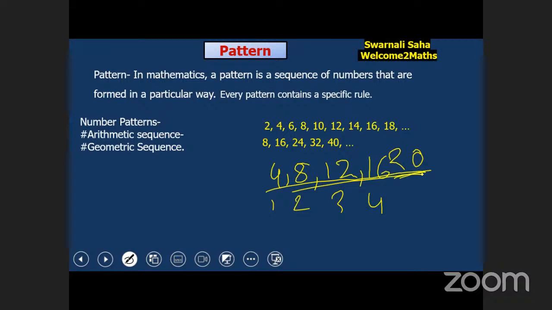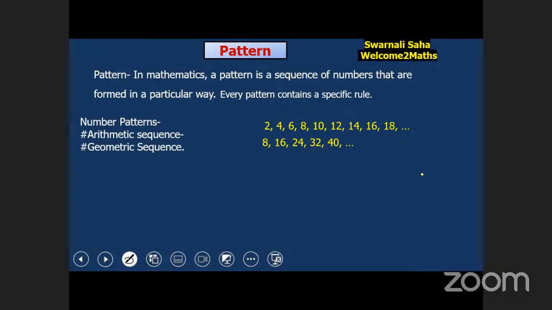Whenever we solve questions, you will see many questions will come like number patterns. Now, next is alphabet patterns. And some visual patterns also come. And some mixed patterns. Mixed pattern means number and alphabets are all mixed.